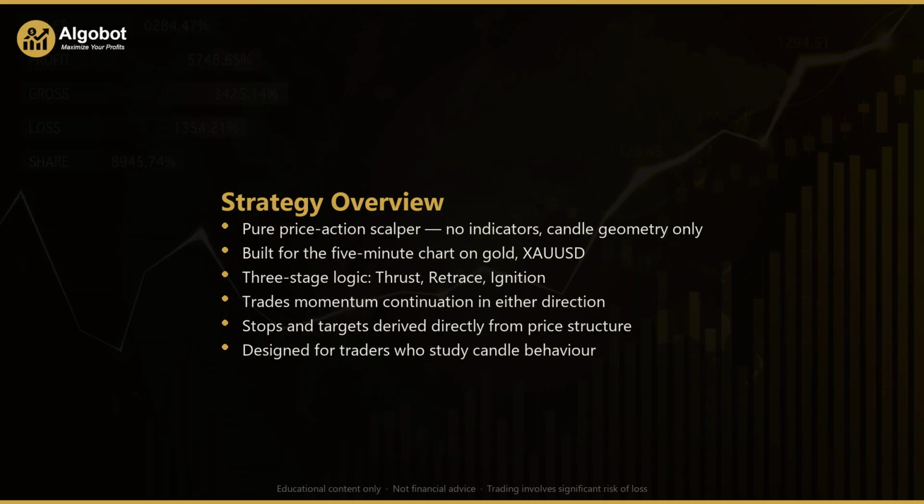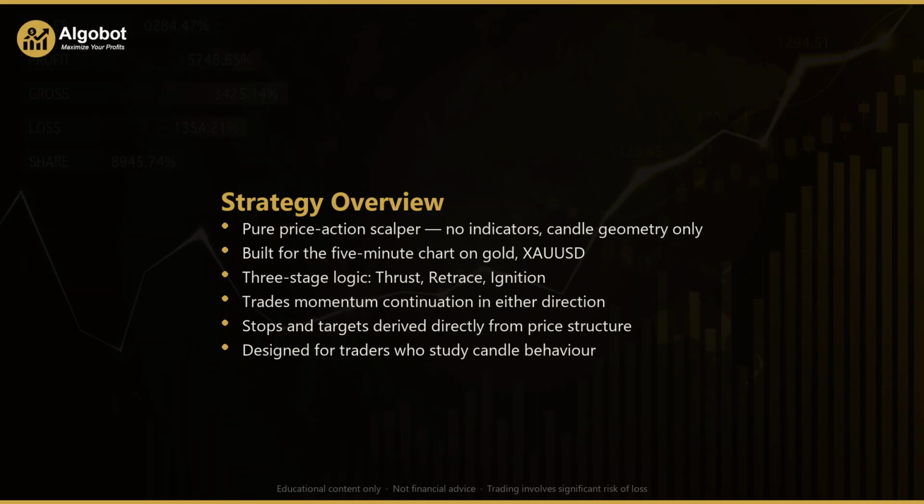Thrust Retrace Ignition is a momentum continuation scalper, and it was designed to run on the 5-minute chart of gold, the symbol XAUUSD. What makes it unusual is that it carries no moving averages, no oscillators, and no smoothing filters of any kind. Every decision it makes comes from measuring the open, high, low, and close of recent candles. In other words, it reads price action the way a discretionary trader might, but it does so mechanically and without emotion. The core idea rests on 3 stages, and the name of the strategy follows them in order.